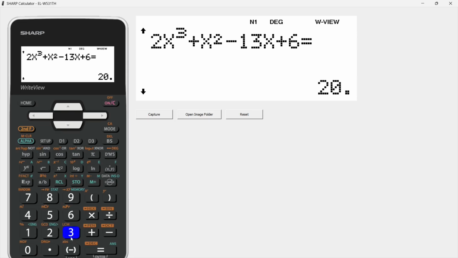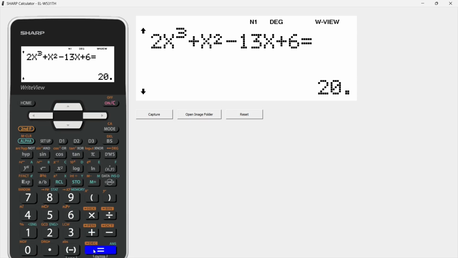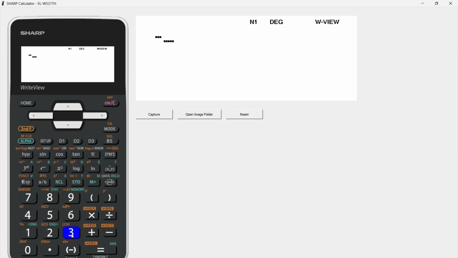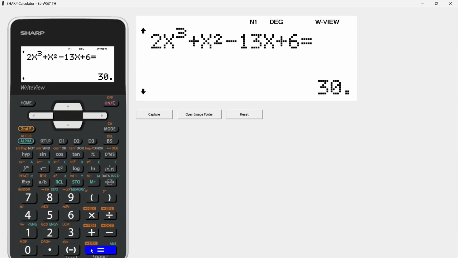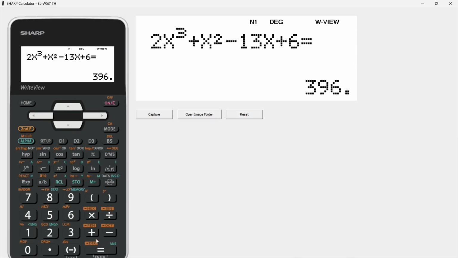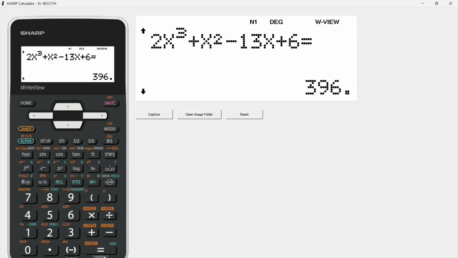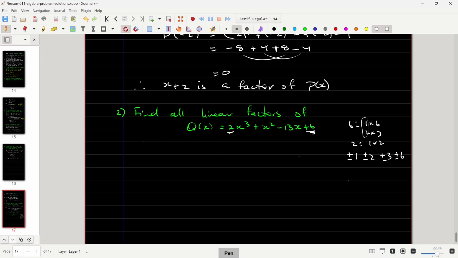Let's check next. Positive 3, negative 3. So 3 stored on that. Go back and check it, and we get 30. Negative 3 stored, and go back and check it. We get 0. So negative 3. So I can see that positive 2 and negative 3 are factors. So next one we're going to check is positive 6. Oh, no, negative 6, x, and we get, oh, all right, so I know that positive 2 and negative 3 are my factors, or my a values.